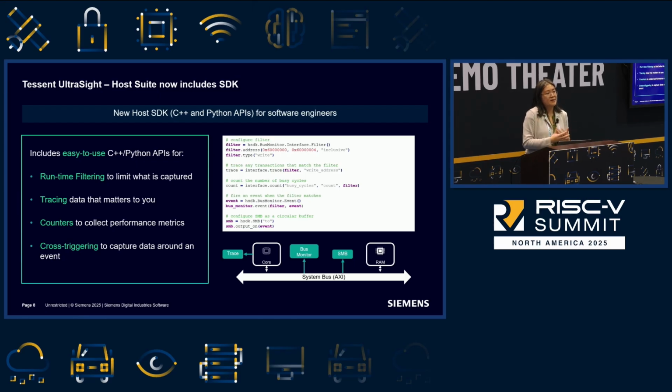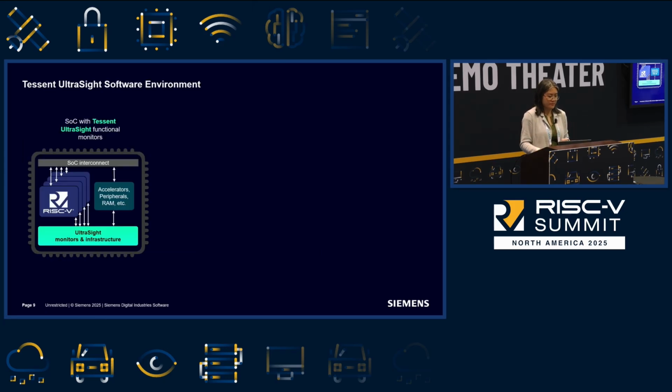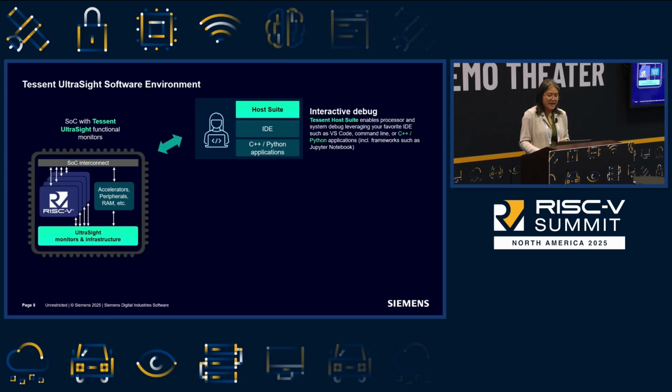And also there are APIs that facilitate cross-triggering, where you have the ability to specify and define the event that you want to cross-trigger based on. So the snapshot on the right is an example of the Python APIs that do that kind of cross-triggering and filtering as well. So the APIs really provide the flexibility in terms of software environment for the users of functional monitoring.